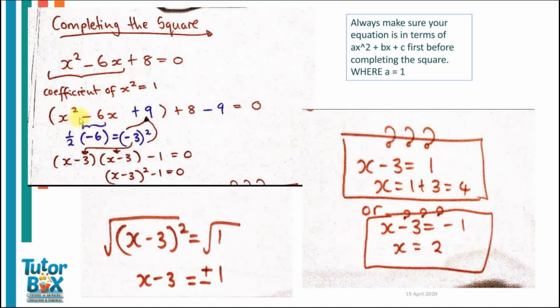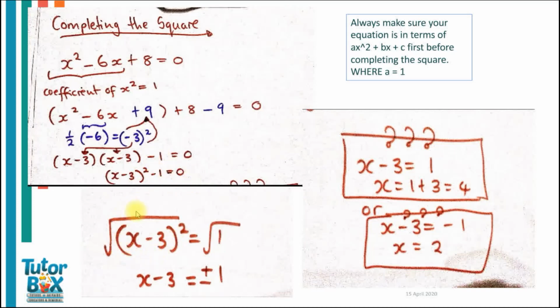Right, and then now if you simplify this, you should get x minus 3, x minus 3. Okay, and then you have plus 8 minus 9, you get minus 1 is equal to 0. Okay, and then now this you can rewrite as x minus 3 squared minus 1 is equal to 0. So basically you're working it out so that you get a difference of squares.